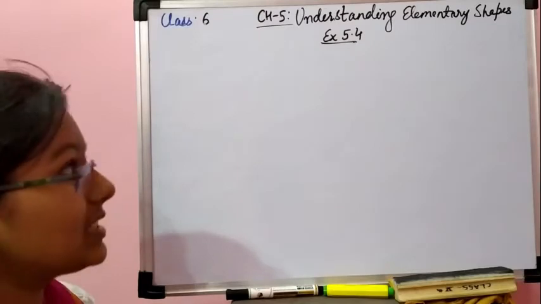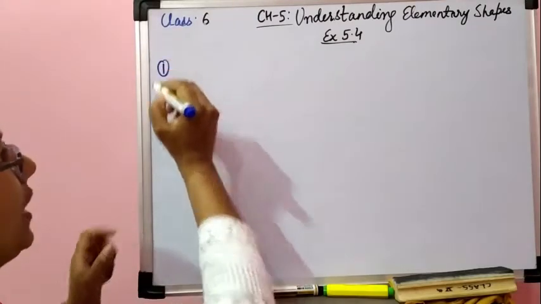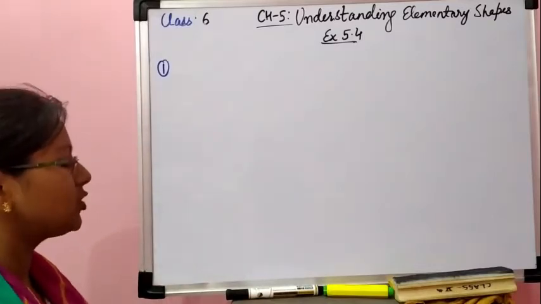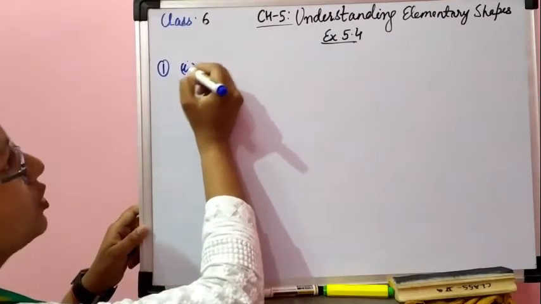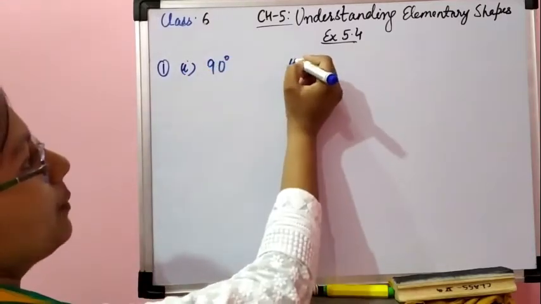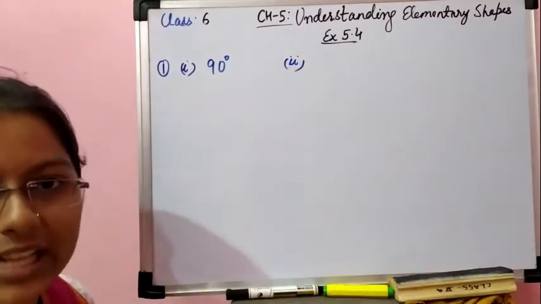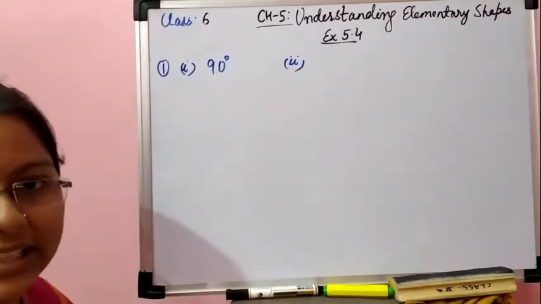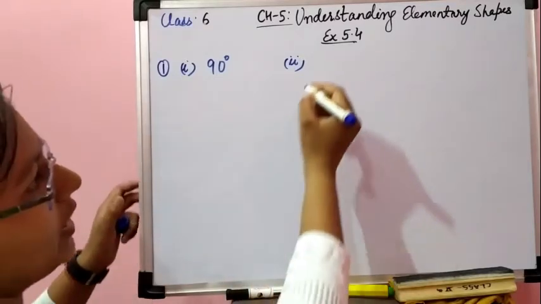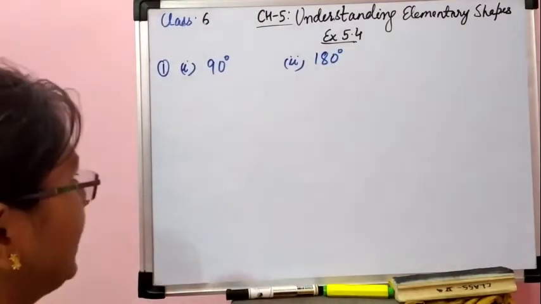Okay students, so let's start our exercise 5.4. Question number 1 is very simple. The question is, what is the measure of a right angle? You know that the measure of a right angle is 90 degree. But you have to write the complete answer. Write the question with black pen and then you can write the answer with blue pen. I am writing the direct answer. Then the second part is, what is the measure of a straight angle? So we all know that the measure of a straight angle is 180 degree.